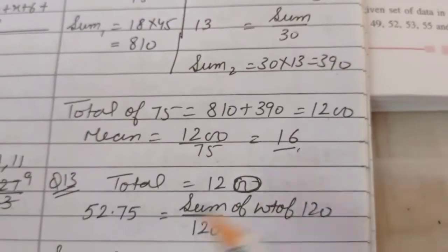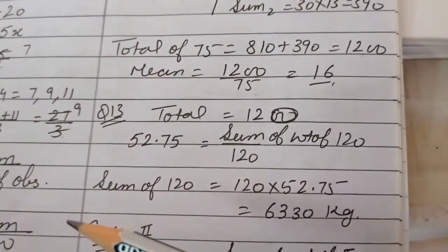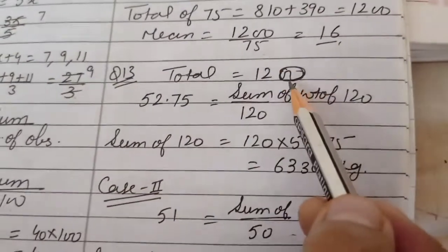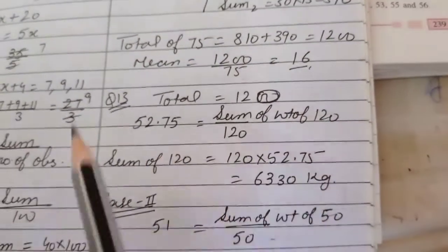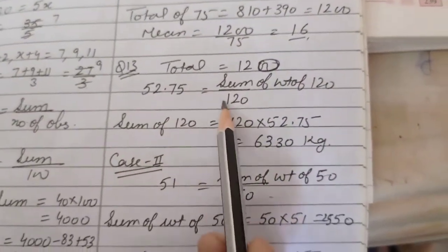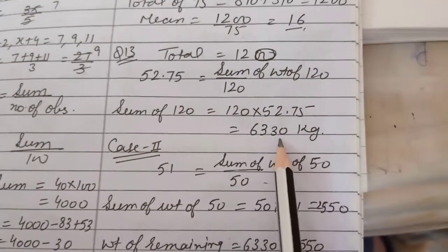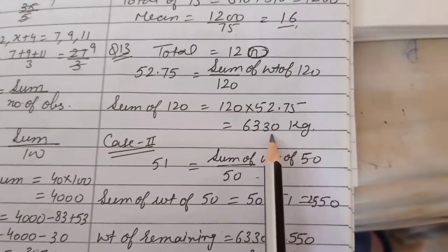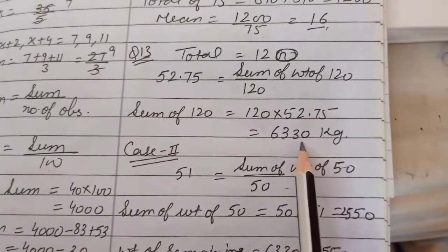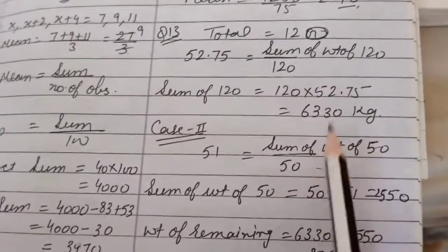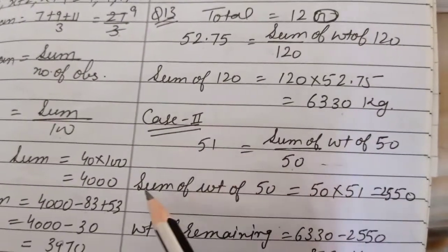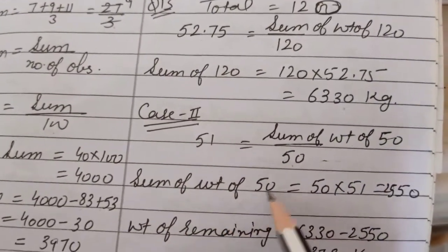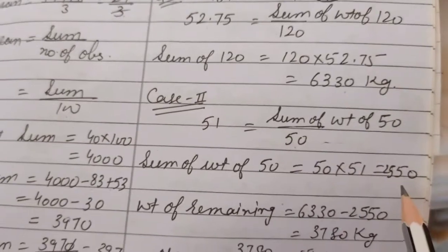16 is the answer. 13th question. The mean weight of 120 students. Children, 120 students are there. Their mean is given, so we can find the sum of 120 students by multiplying it. This is the value. Clear? Now what is given? If the mean weight of 50 students out of 120 is given, can we find the sum of the weight of 50 students? Multiply it. This will be the answer.